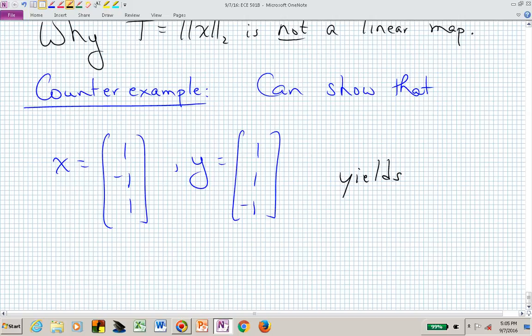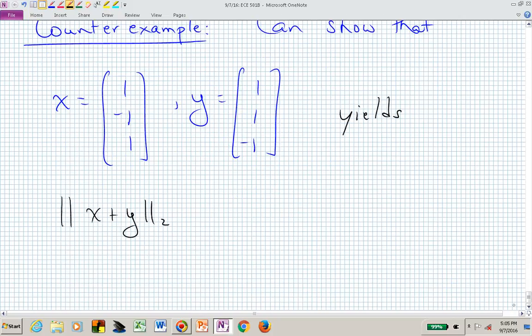We can show that x, y yields the following. What if we looked at the 2 norm of x plus y? What is x plus y? We just do a component-wise addition. The first coordinate, 1 plus 1, that's 2. So now we're looking at 2. What's the second coordinate? Minus 1 plus 1, 0.